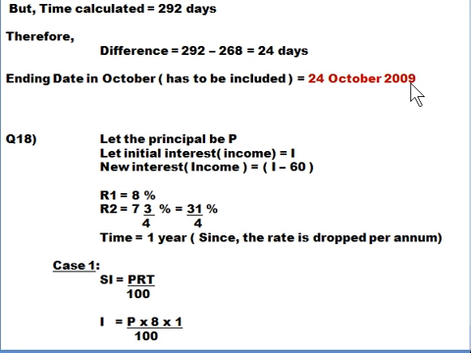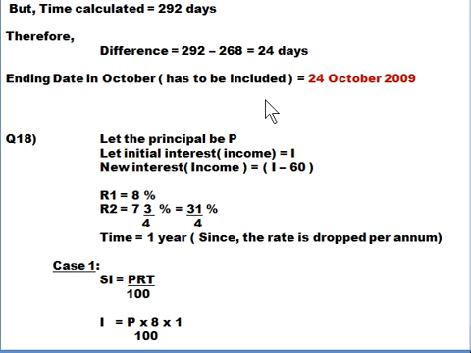Now this question is not so difficult, but you have to take care of the number of days in each month, and the most important part, you have to either include the starting date or include the ending date. One of the two dates has to be excluded. That is the main point.